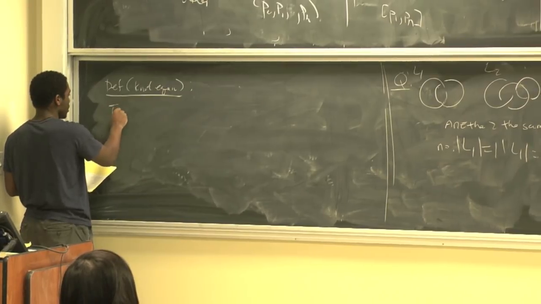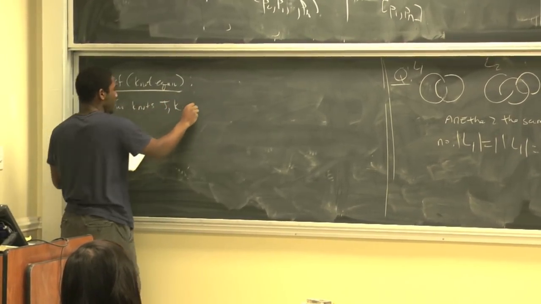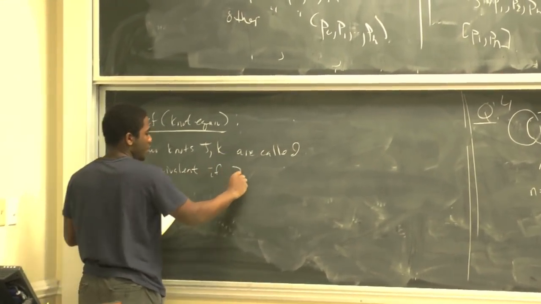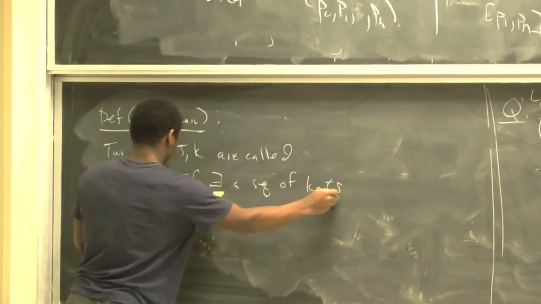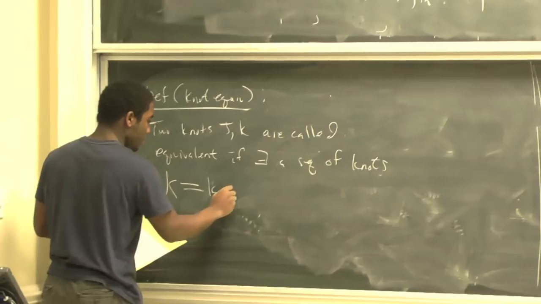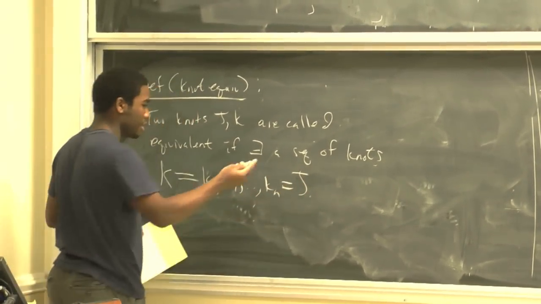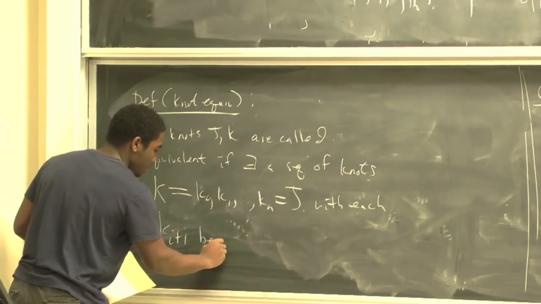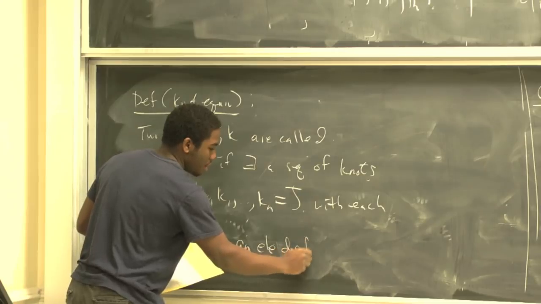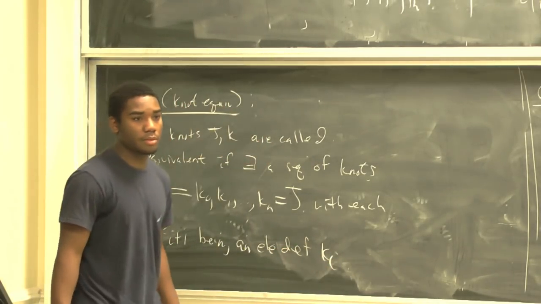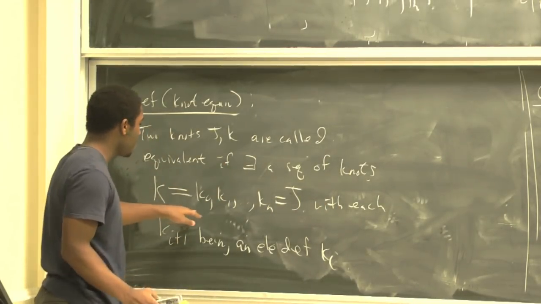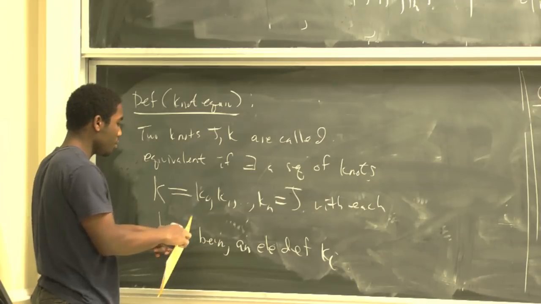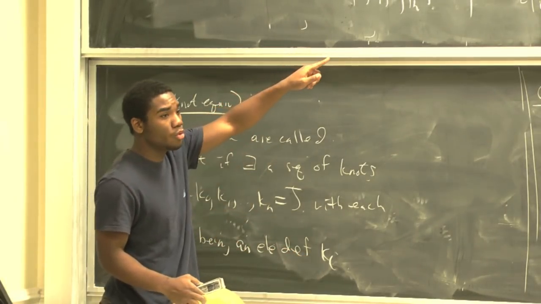So we'll say that two knots, J and K, are called equivalent if there exists a sequence of knots K, K1 up to Kn, with each K sub i plus 1 being an elementary deformation of its predecessor. Does that make sense? So we're saying that two knots can be equivalent if you can put a finite number of moves on one knot to get to the other, and you also need each deformation to get from one knot K sub i to the next one to adhere to these two rules.